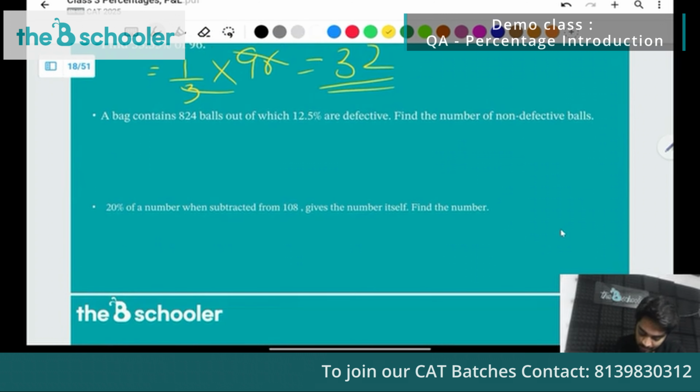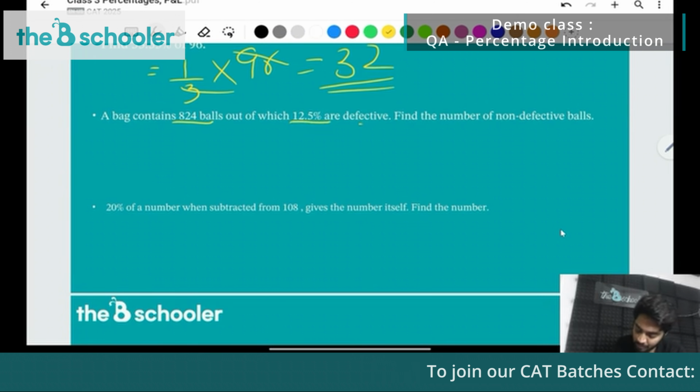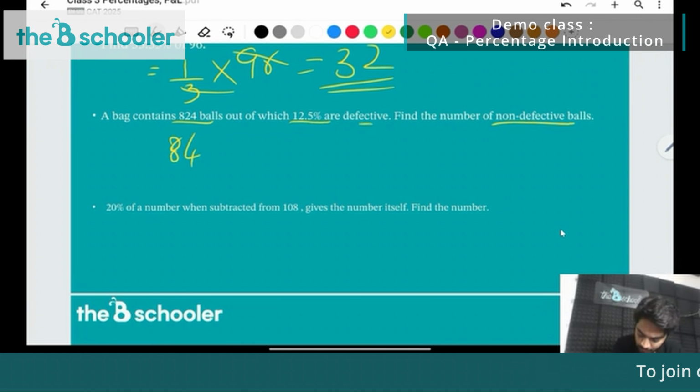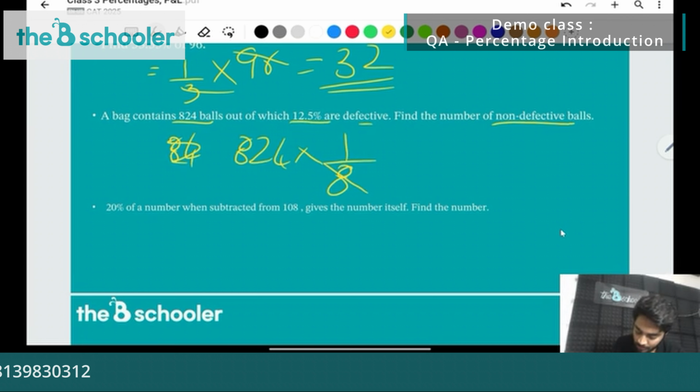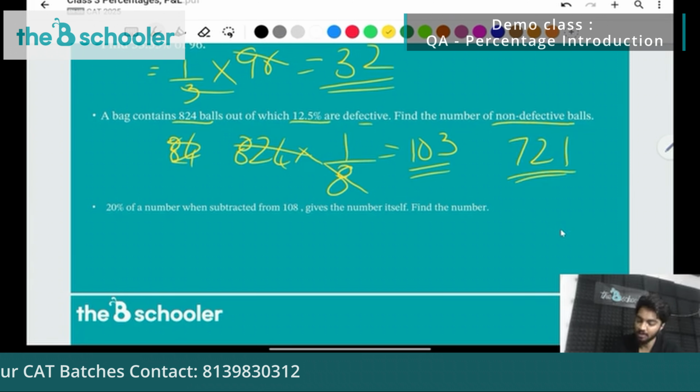Now, what is told here? Second question. Total 824 balls, out of which 12.5% are defective. You are asked to find non-defective balls. Same again. So what can you do? The fastest way is 824 balls. If you know 12.5% as 1 by 8, then 824 into 1 by 8 is 103. That means there are 103 defective balls. Remove 103 from 824, you will get 721. 721 are non-defective balls. Clear?